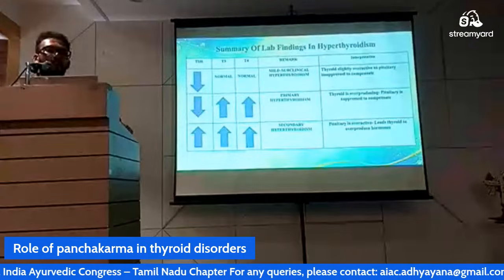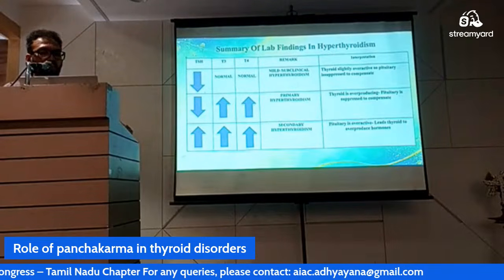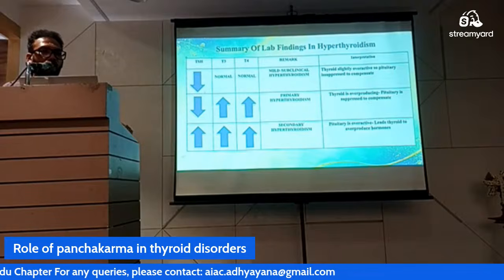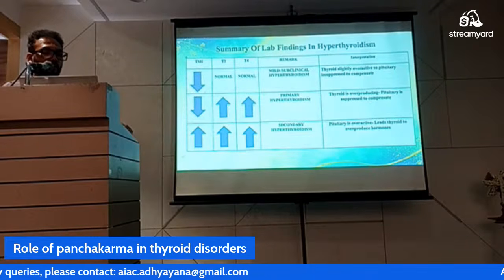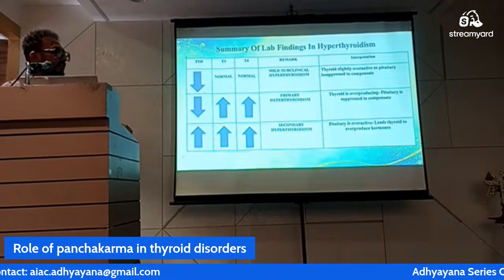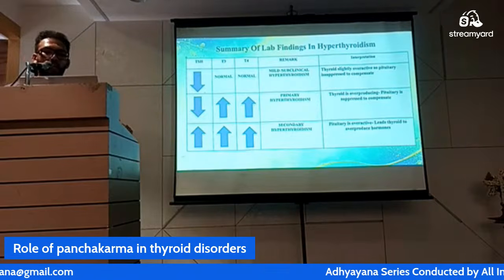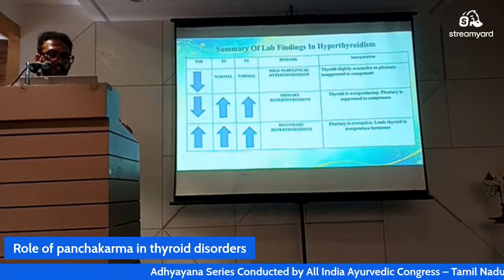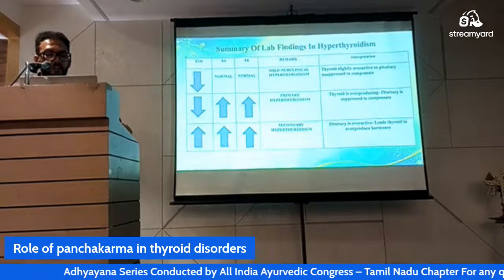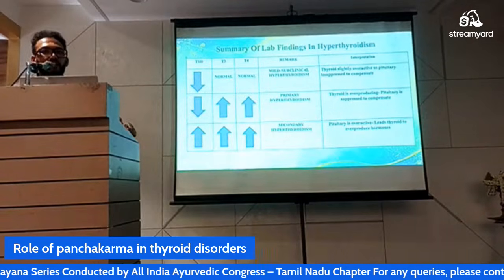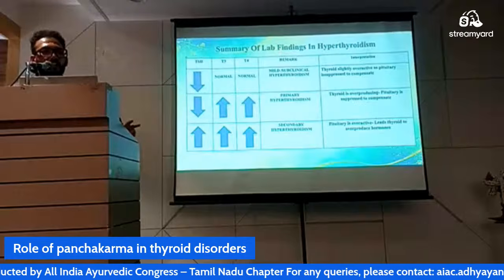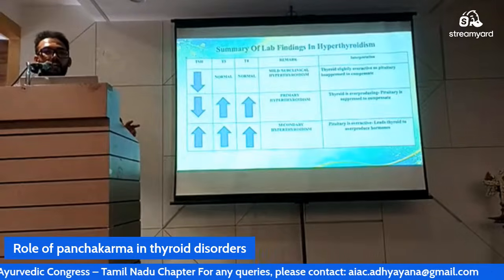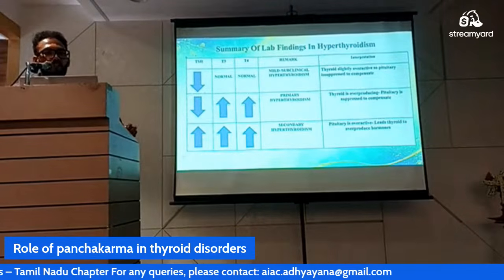So here we come across the case interpretation where in hyperthyroidism we see TSH is reduced, T3 and T4 remain normal. So that is subclinical hyperthyroidism. In primary hyperthyroidism, there is reduced TSH, and T3 and T4 are increased. And when TSH, T3 and T4 are all three increased, it indicates secondary hyperthyroidism, which is caused because of the pituitary gland.